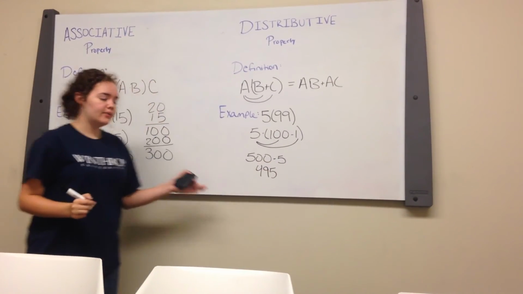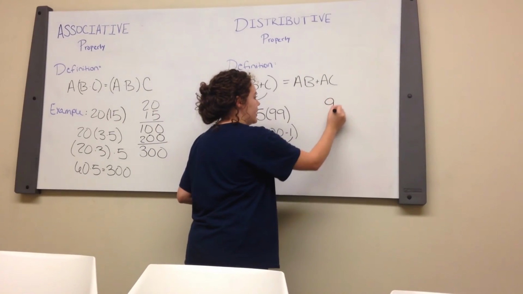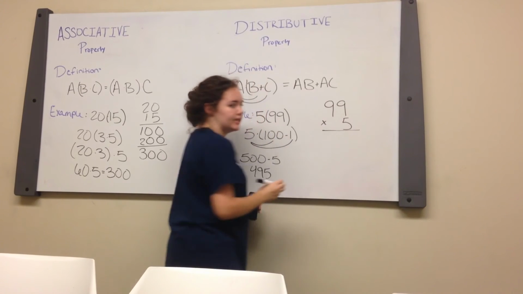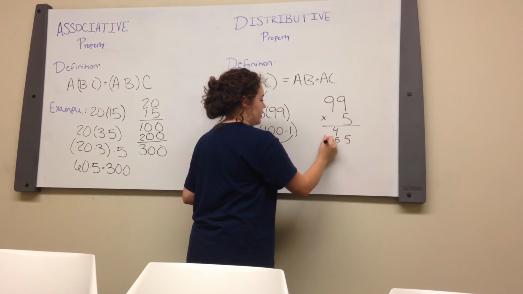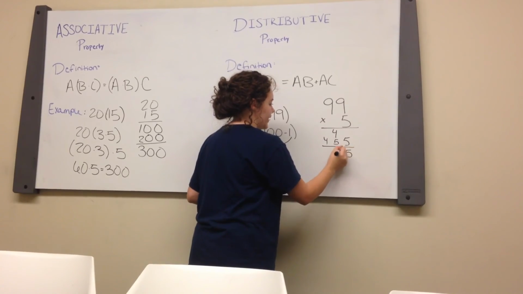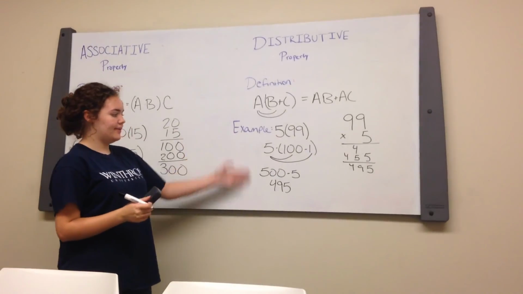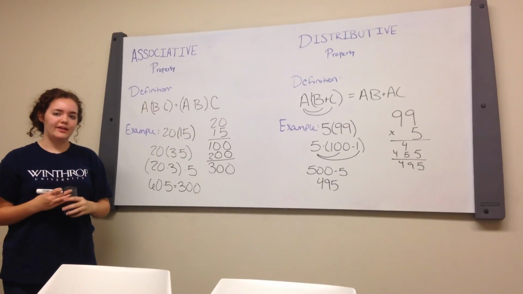Then to check our answer, we're going to do the same thing we did over here with the standard algorithm. We're going to do 99 times 5, which is going to get us 45 and 45. And then when we add that together, we get 495, which is the same as our answer over here. And that is the associative and distributive property of multiplication.